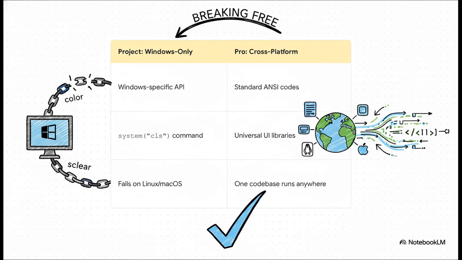Next up, we have to break it free from its Windows-only prison by replacing that platform-specific code for things like colors and clearing the screen with universal standards like ANSI escape codes, which are basically a universal language for text in terminals. The exact same program can be compiled and run on pretty much any operating system out there. One code base working everywhere. I mean, that is a huge win for versatility.